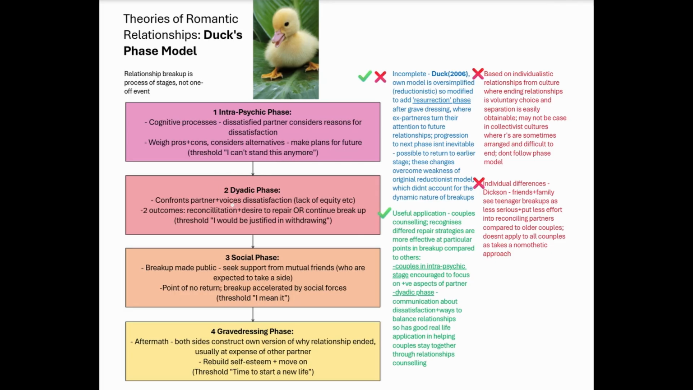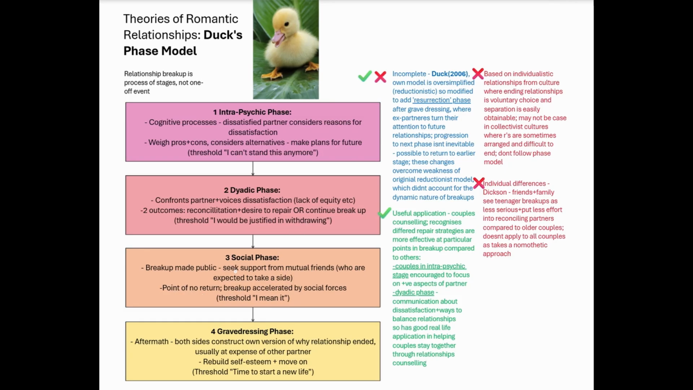Okay, the dyadic phase is number 2. This is where you confront your partner and voice your dissatisfaction, like a lack of equity. There are 2 outcomes of this. They either reconcile and have a desire to repair, or they continue with their breakup. The threshold is, I would be justified in withdrawing.